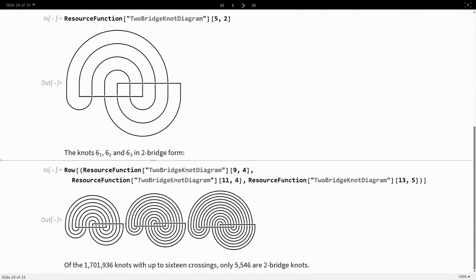So here are knots 6-1, 6-2, and 6-3 in the 2-bridge form. They can get more and more involved. But most knots require more bridges. Out of 1.7 million knots with up to 16 crossings, only about 5.5 thousand are 2-bridge knots. So one thing I'd like to do is come up with a way of making 3-bridge diagrams, but those are rather complicated. I haven't figured out how to do that yet.